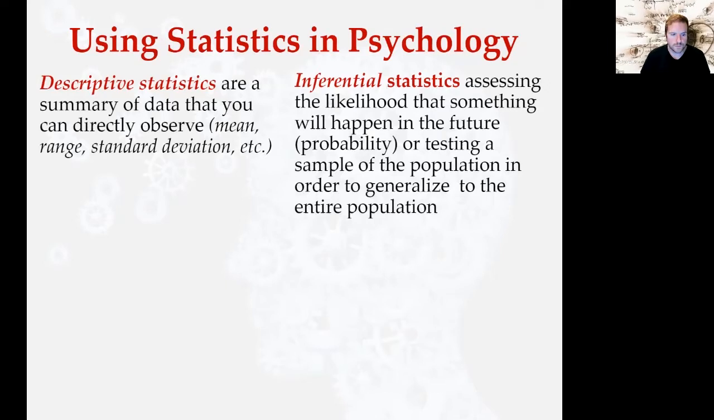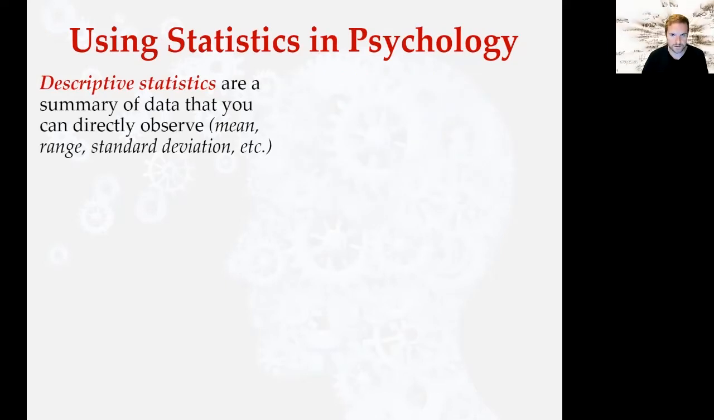So there's really two different types of statistics that are used in psychology. The first one are descriptive statistics. So descriptive statistics are a summary of data that you can directly observe. So these are things you're probably familiar with, like mean and median, range, maybe less familiar with standard deviation, which we'll talk about in a moment.